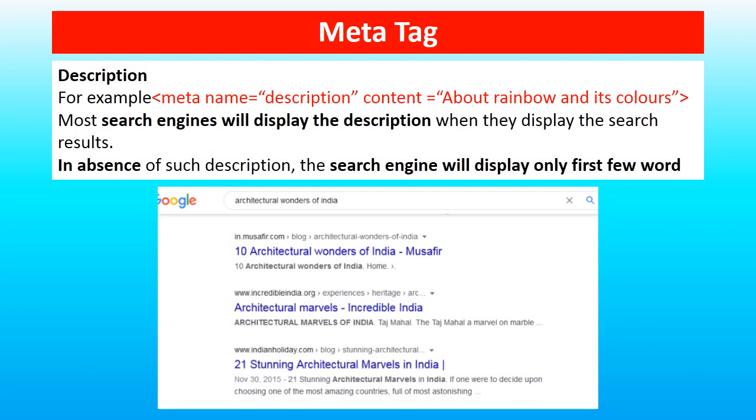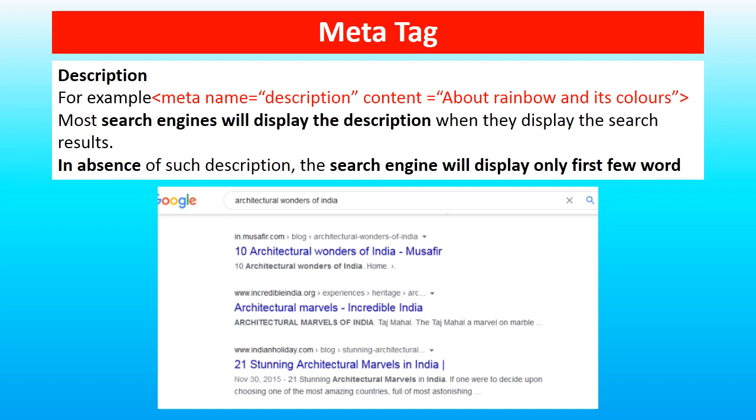So now we will understand what a meta tag is. First word we will understand is description. Here I have given an example, that is meta name is equal to description. What is name? Name is an attribute. And what is description? It is the value. So meta name is equal to description. Another attribute used here is content is equal to about rainbow and its colors.